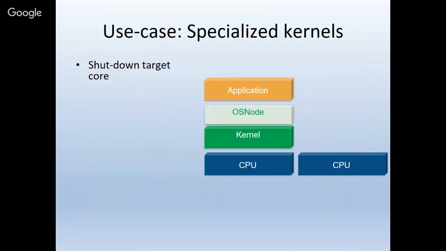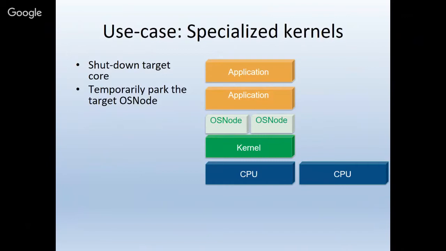Specialized kernels. To evaluate a real-time application use case, first we shut down the core, then we move the OS node and temporarily park it on another core. So we can now free up space on the core.